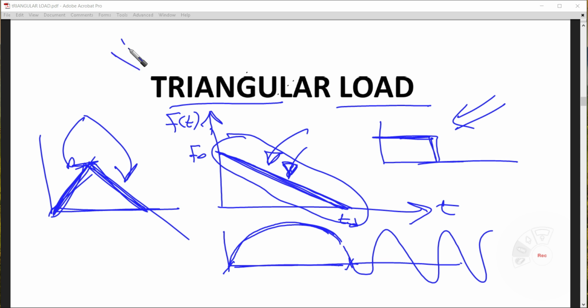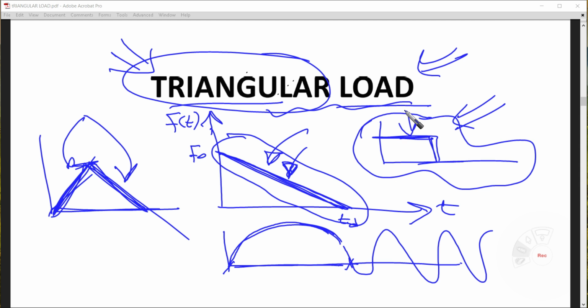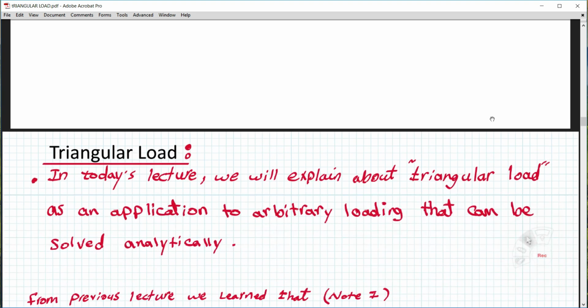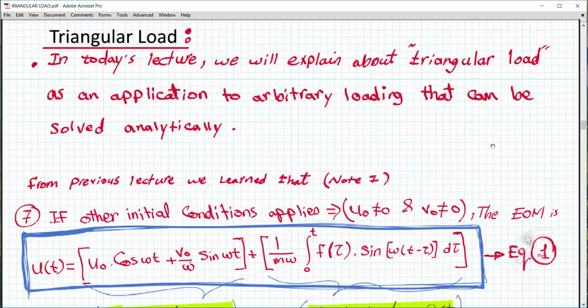So we have different types of loading. Triangular loading is one of them, and rectangular loading is also one of them. We're going to go into the details of triangular loading, and then we're going to have an example. In a similar way, we're going to apply it to rectangular loading. Now let's see more about the triangular loading.